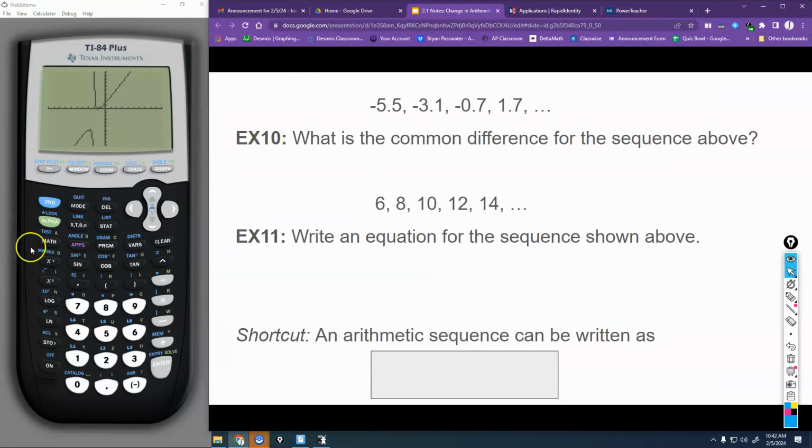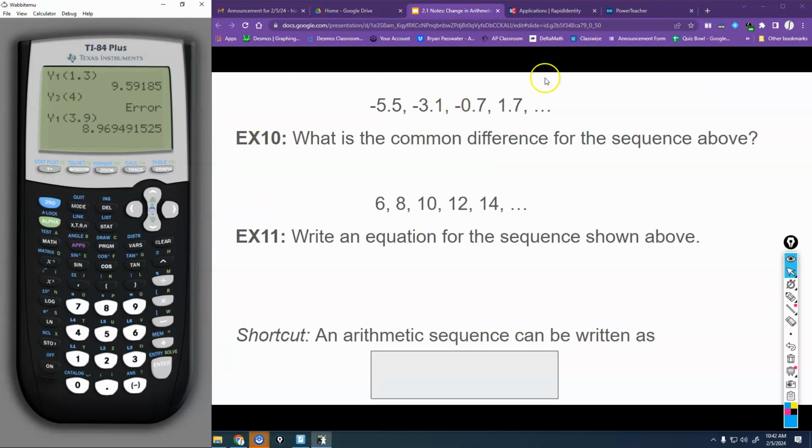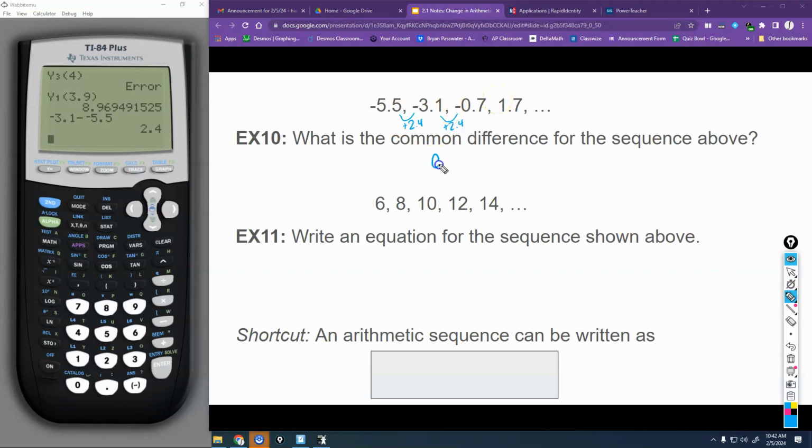bigger here. So if I take a term and I subtract the one before it, so negative 3.1 minus negative 5.5, I just subtract the two terms, I'll get the difference every time. Take a term, subtract the one before it. So you're just adding 2.4 for that. So that is correct, and you can sort of check. So the common difference, we'll call it D here, is 2.4.